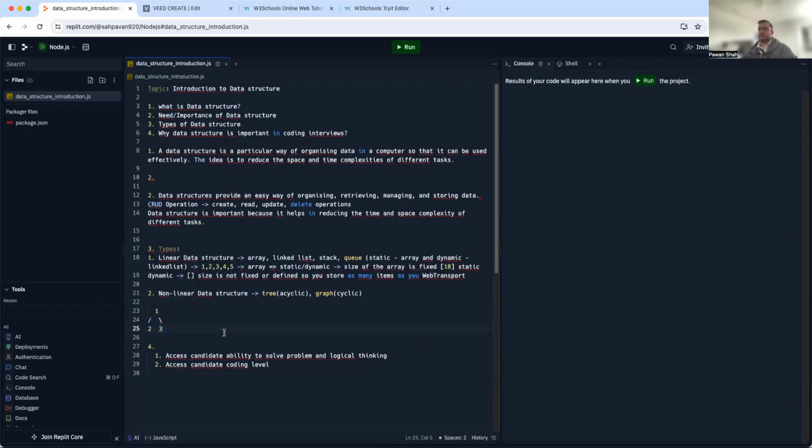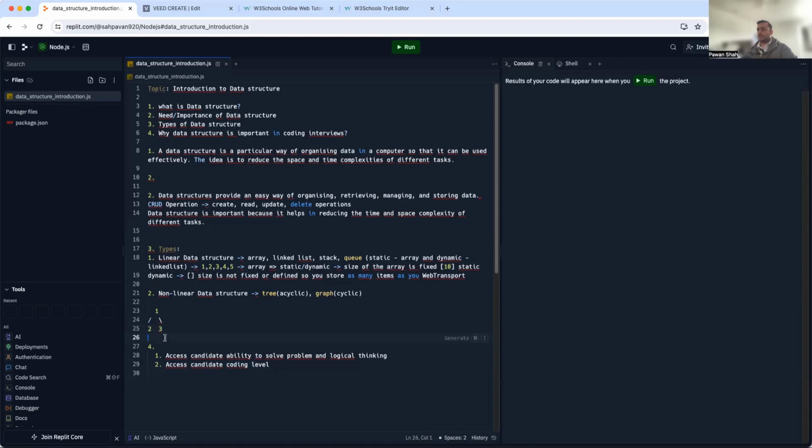And coming back to the fourth question, why data structure is important in coding interviews. The first thing is they want to assess the candidate's ability to solve problems and their logical thinking. The second is the level of the candidate in the coding part. Even if you don't know the coding and you know data structure, it gives you the idea of how to solve the problem.